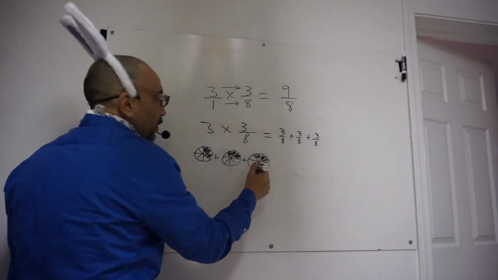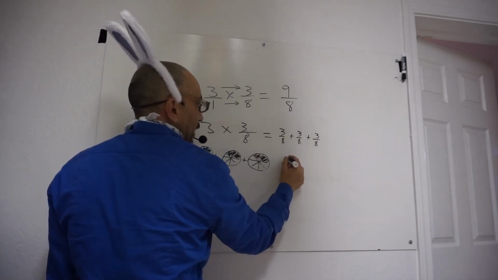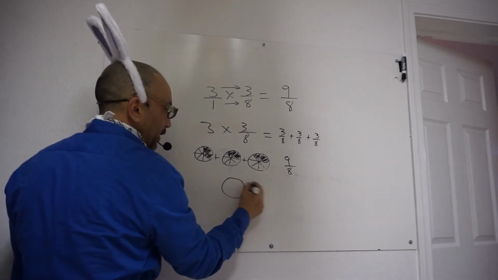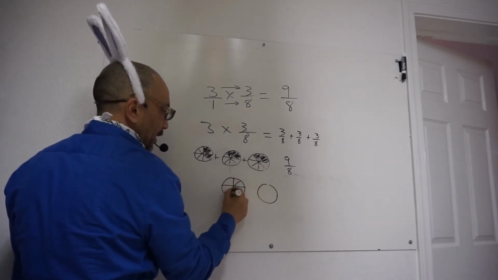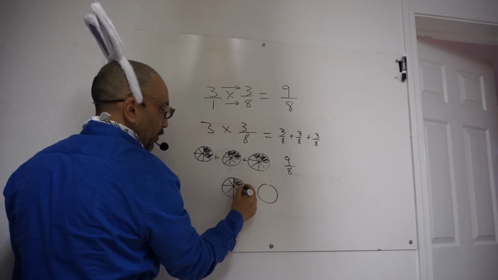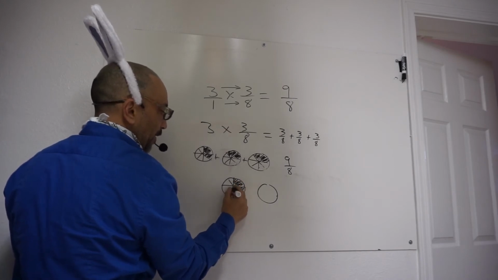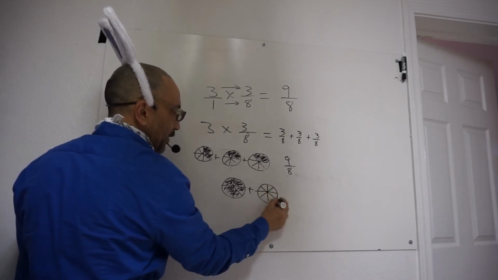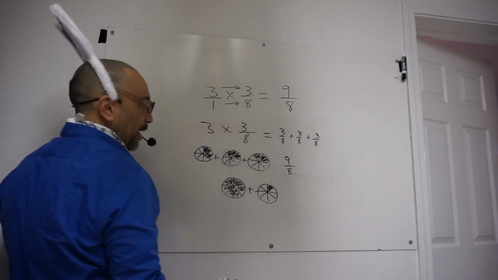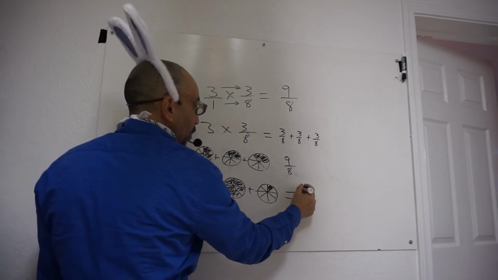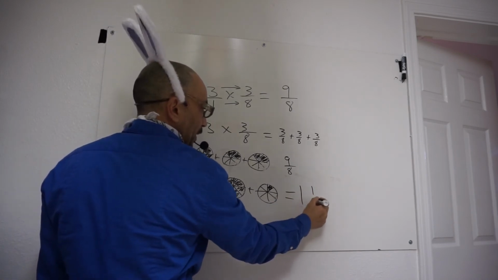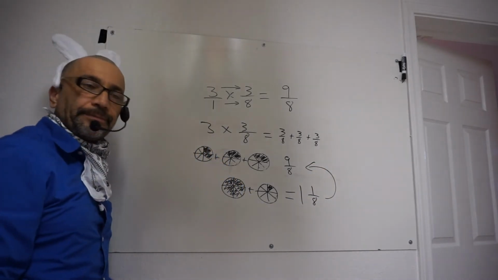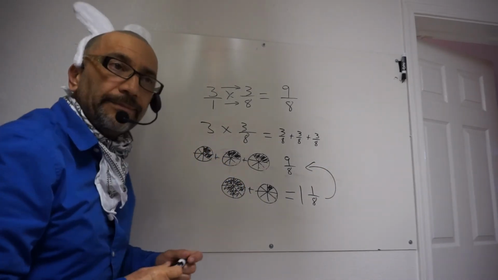Now, that would be 9/8. If we get all these pizzas into one, that'd be 1, 2, 3, 4, 5, 6, 7, 8. And then we need one more slice over here, 1/8. So that would equal one whole pizza and 1/8. This is equal to this. Are you getting it so far? I hope so.